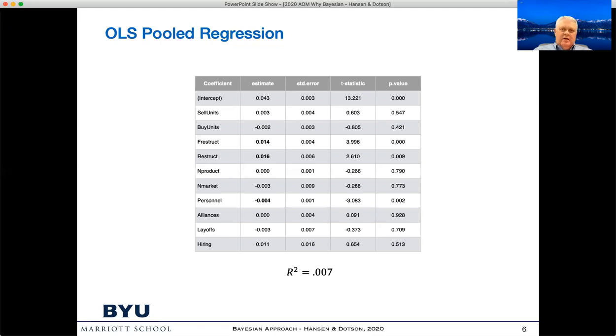So in a regular hypothesis testing kind of model, using frequentist statistics, we wouldn't put a lot of stock in this output. We would say that all of those other things really don't matter. Selling units, buying units, entering new markets, personnel changes, alliances, layoffs, and so forth. They really don't matter.